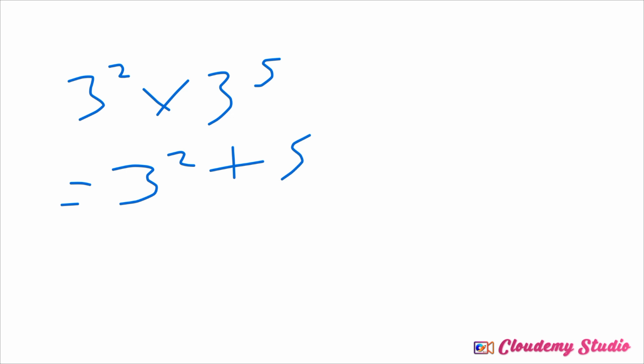3 to the power of 2 times 3 to the power of 5. Ultimately we end up with 2 plus 5, which will give us 3 to the power of 7. See how easy it is.